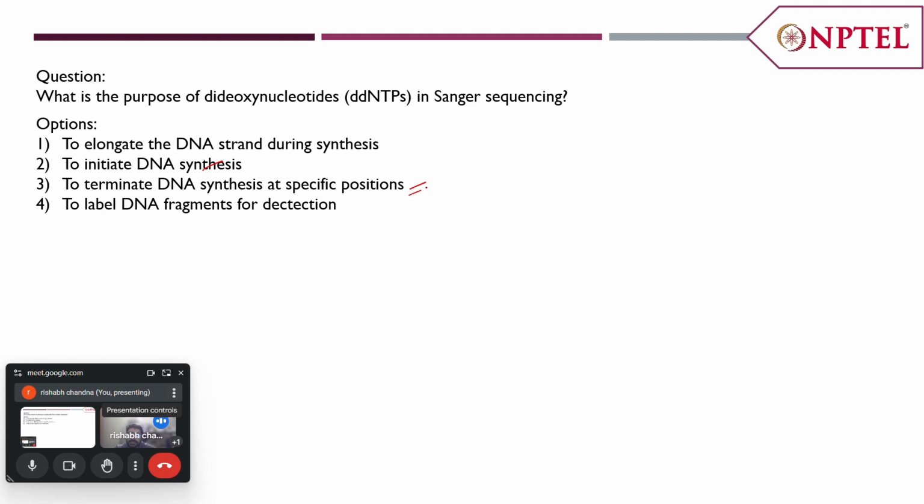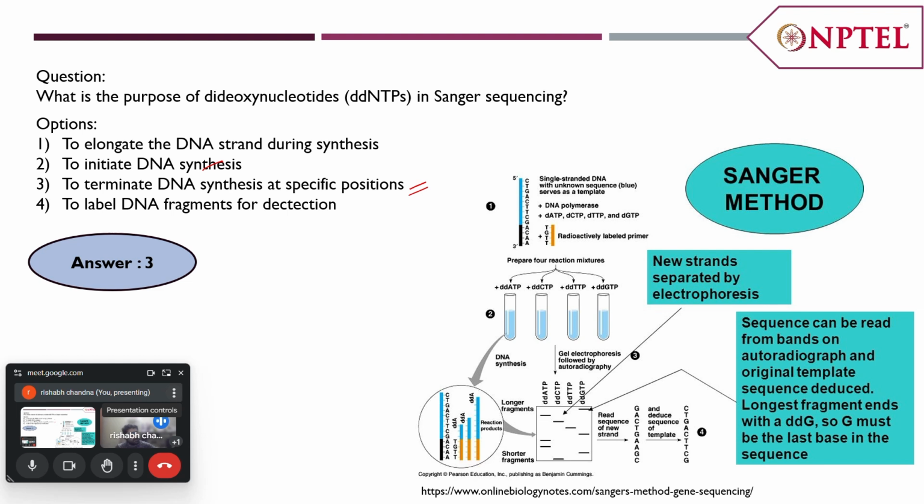Yes, the correct answer is option number three, and here is the explanation. Sanger sequencing was the first technique, not the first technique. It's the technique that uses PCR amplification as a method to sequence the DNA. So for that, what we need is a single stranded DNA sequence that needs to be sequenced, and which will act as a template.